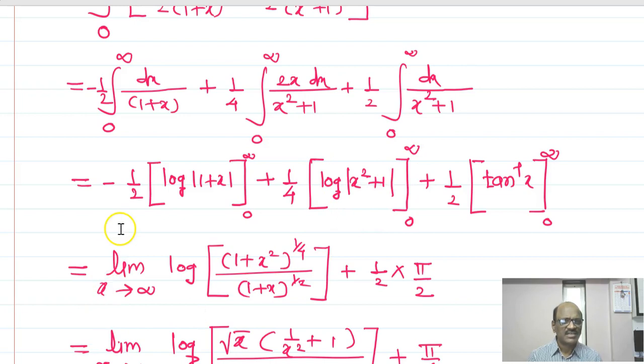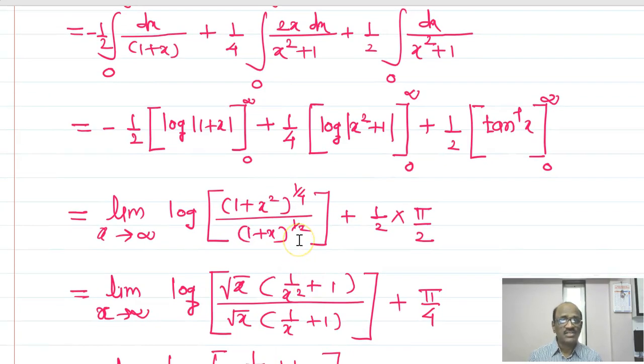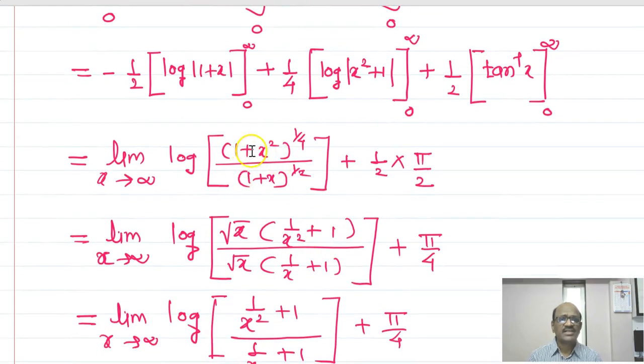Now simplify this. That is the limit x tends to infinity, log of, in bracket. Now see this, this is a plus term and this is a minus, so it becomes divided. That is the limit x tends to infinity, log of in bracket (1 plus x square) raised to 1 by 4 upon (1 plus x) raised to 1 upon 2. Now to solve this, we take the common, that is x square is common. As x square is common, x square to the 1 by 4 again becomes root x. And therefore 1 upon x square plus 1, and again take x as common, it becomes root x in bracket 1 upon x plus 1.